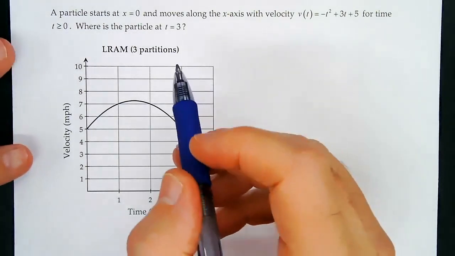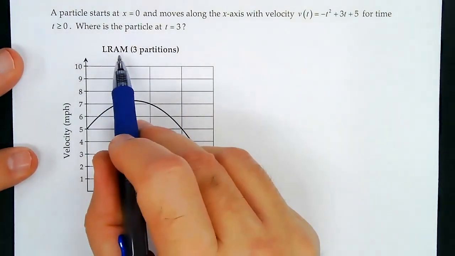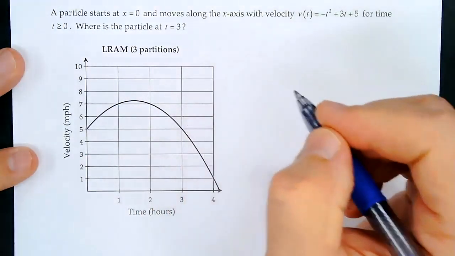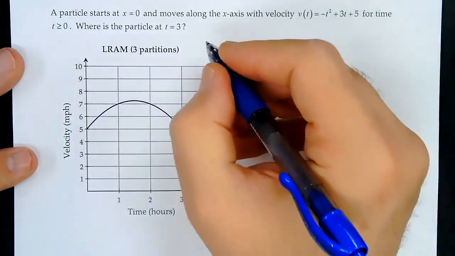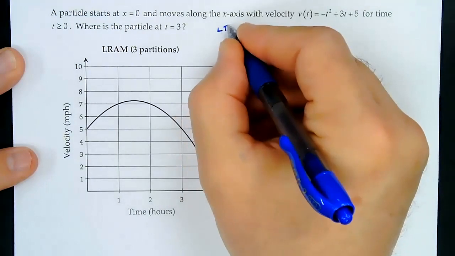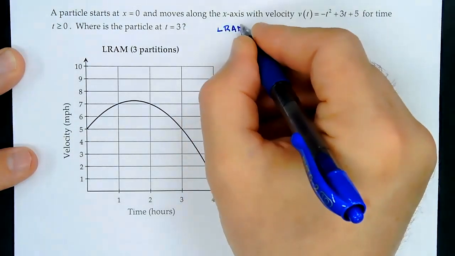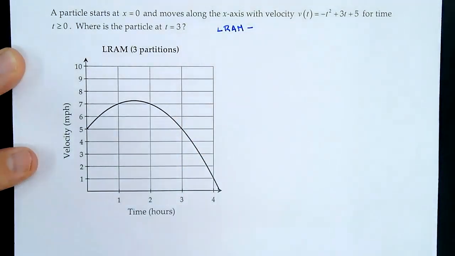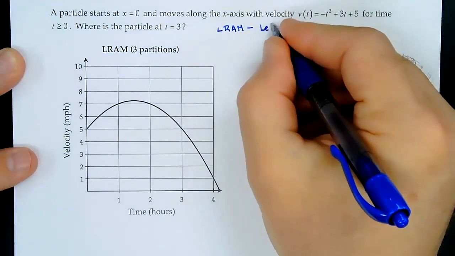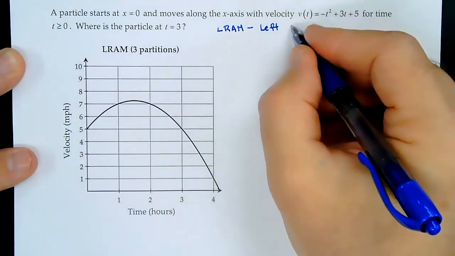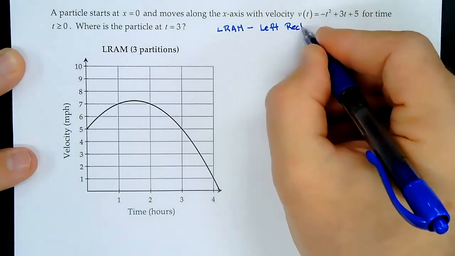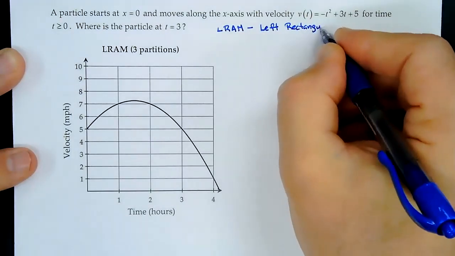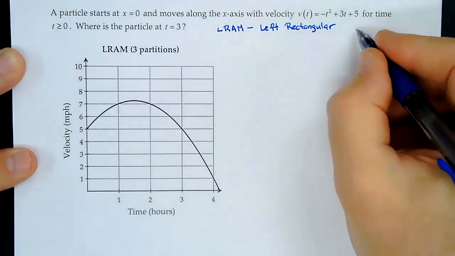But we can estimate it, and we're going to use what's called LRAM. LRAM stands for Left Rectangular Approximation Method. So LRAM. And what that stands for is Left Rectangular Approximation Method.